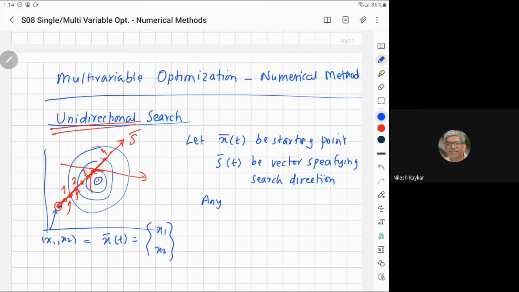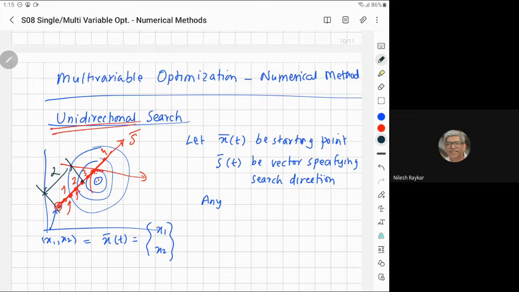Now, since we will be searching along this line, we will define some parameter alpha. That is the distance between our start point and the point at a distance alpha from this starting point. So alpha is a variable. At any alpha value, we will find some particular coordinates of the point along this line, and that will be our search point. By this means, we can express any point on this line in terms of just one variable, that is alpha.